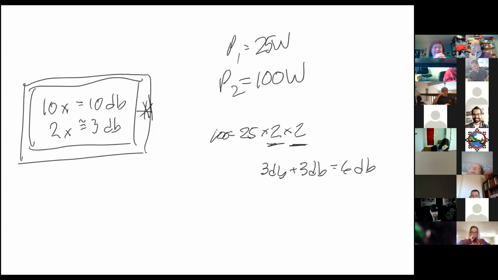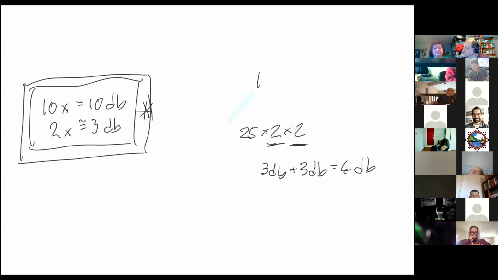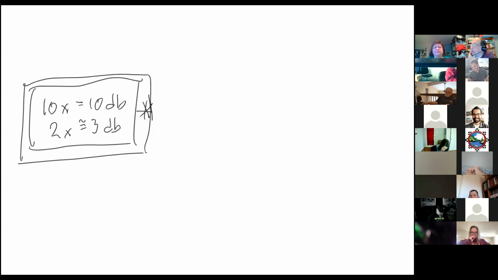This is something that, if you use it, will become very, very easy to look at. So let's go from 100 watts up to 800 watts. Okay, how do you get from 100 to 800 using factors of 10 and factors of 2? How would you get there?